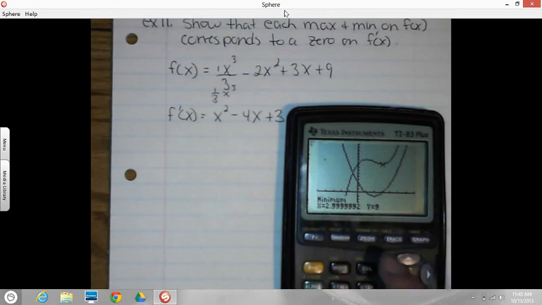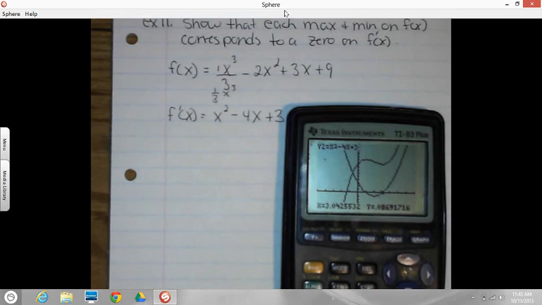So if I trace to 3, jump to the other graph. Oh, it got off of 3. Trace 3. There it is. Oh, jump back up there. Trace 3. I don't know why it won't stay down there. But I think we can see that that's what's happening.